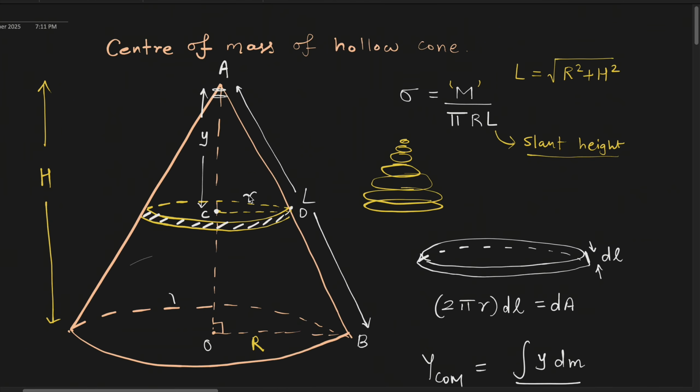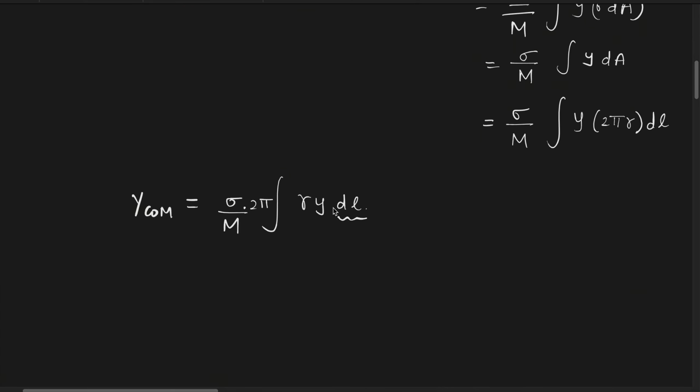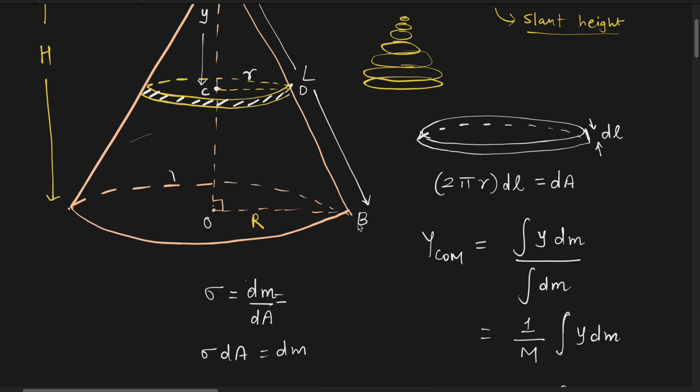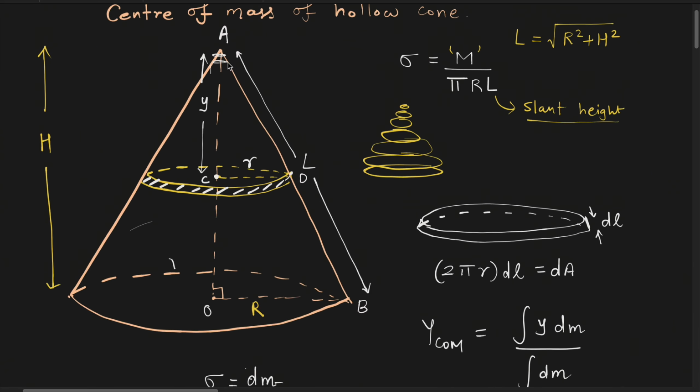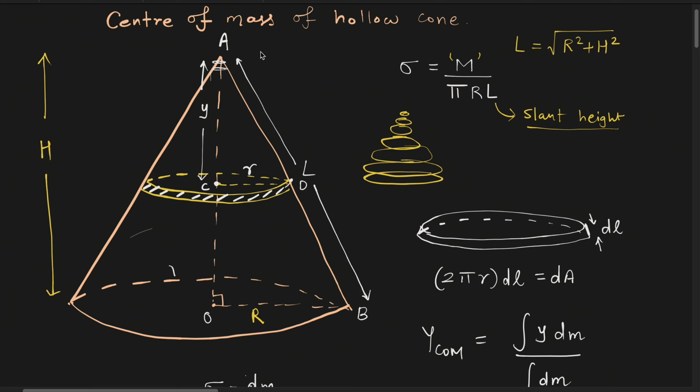See, r will depend on position as I go from here to here. R is increasing, of course. Y is also increasing, correct? So I don't know how y and r both vary as a function of L. So I have to do something about it, right? I have to write them in terms of the slant height in some way, so that I will be able to do the integration easily.